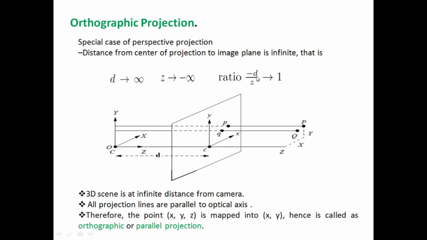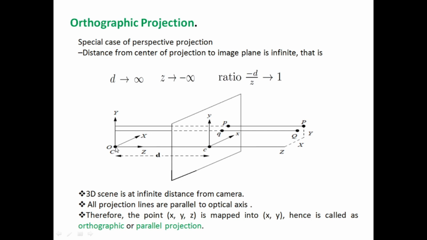So that is why it ultimately tends to unity. That is a 3D scene, that means the 3D scene points P and Q are at infinite distance from the camera. That is what is depicted here. Now all the projection lines will become parallel to the optical axis of your camera.